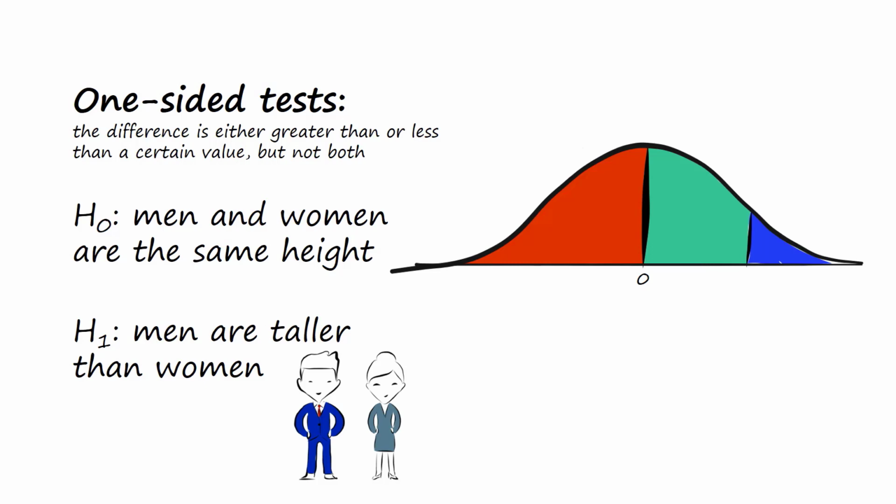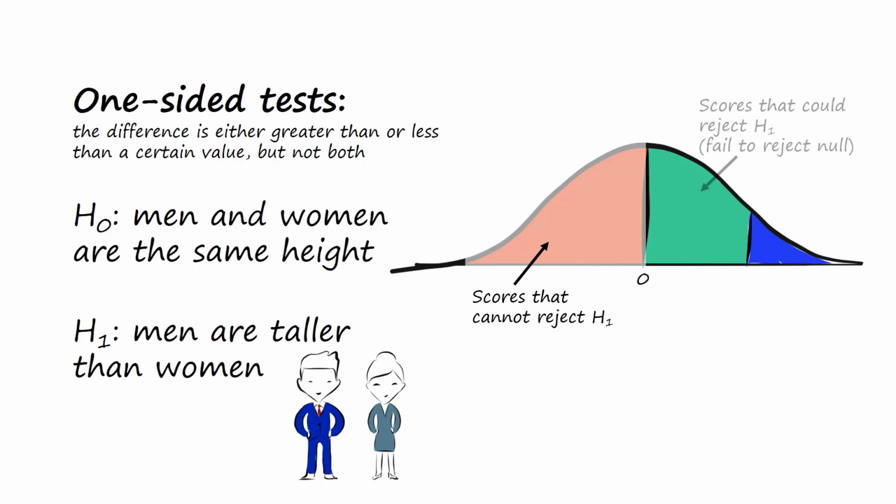On a one-sided test, we are only interested in looking in one direction. Are men taller than women? We are not at all interested in finding if in fact men are shorter than women. So if the test statistic falls below 0, we're not interested. This can't tell us anything about our hypotheses.